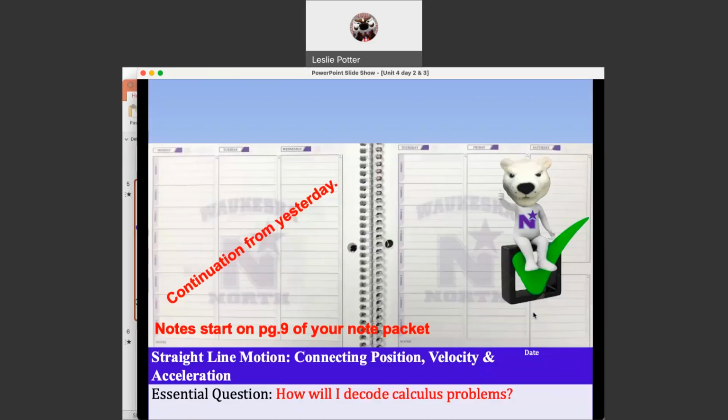These are the notes for Unit 4, Day 3, and it's kind of a continuation from yesterday. They start on page 9 of your packet. We're still talking about straight line motion, and we're still decoding calculus problems. So our essential question has not changed. We're still using those critical reading skills and those average strategies to figure out what the question is asking, and then what solution we need to apply given our definitions and our knowledge of calculus.